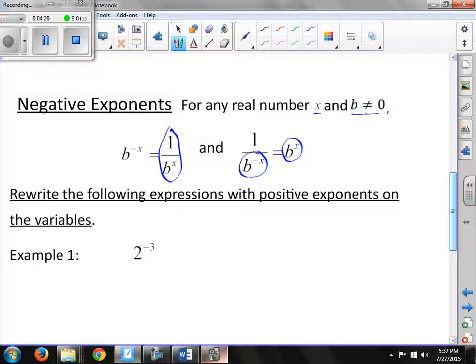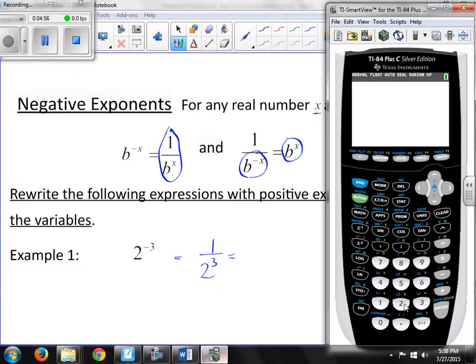Rewrite the following expressions with positive exponents on the variables. Now there are no variables here, but we want to remember to write positive exponents on the variables. We've got several examples. Example 1, 2 to the negative 3 is 1 over 2 raised to the positive 3. Now, we want to simplify this because we can. 2 raised to the third becomes 8. So we have 1 over 8.